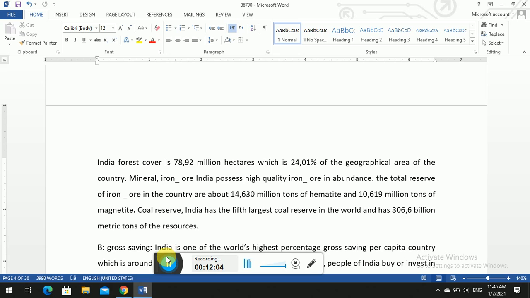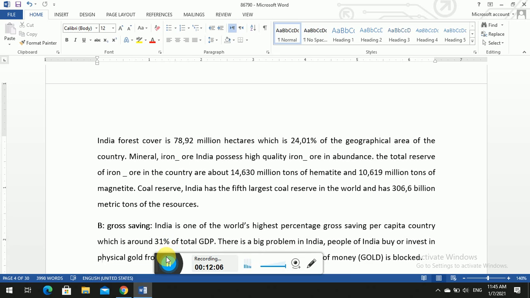Coal reserve: India has the 5th largest coal reserve in the world, with 30,606.6 billion metric tons of resources. So they have more natural resources, which they are using for the development of their economy.